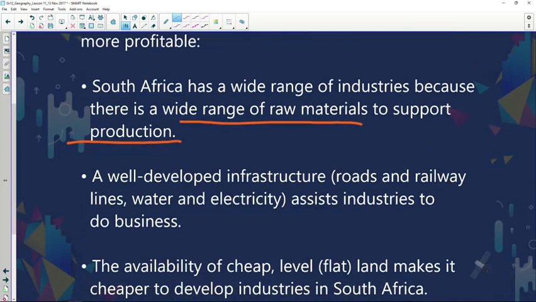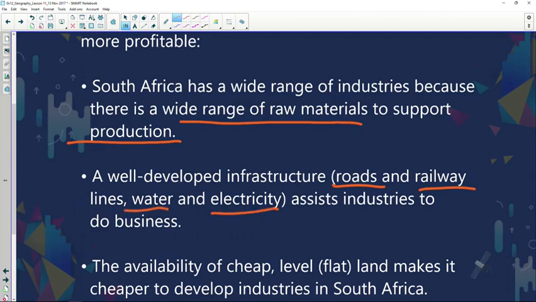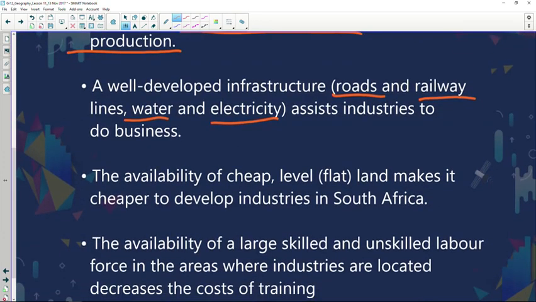Now, very importantly over here, a well-developed infrastructure like roads and railway lines, water and electricity assists industries to do business. If we are sufficient and we have decent roads and railway systems, it's easier to get the product from point A to point B. And obviously with enough water and electricity, the industrial areas and the companies can work and can be more profitable. So it's very important that they have these basic necessities to make a success of their company.